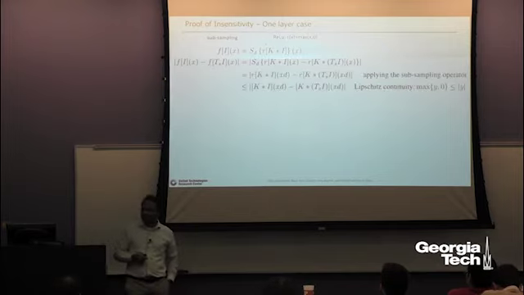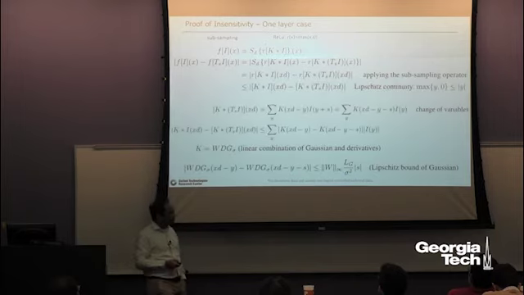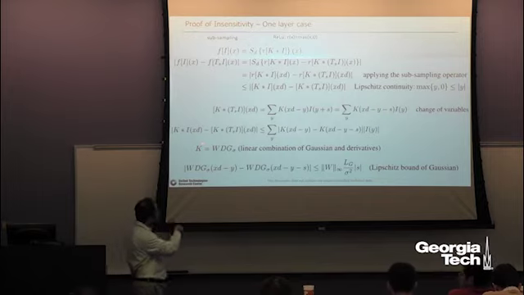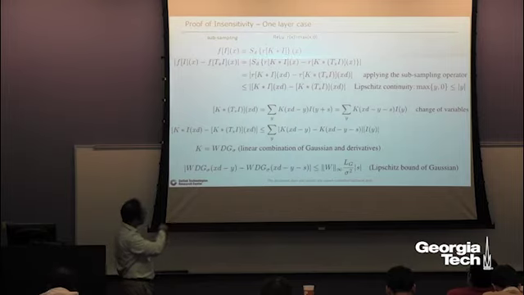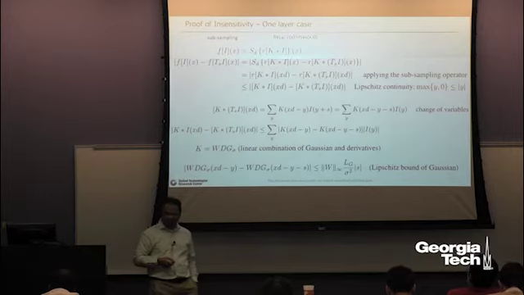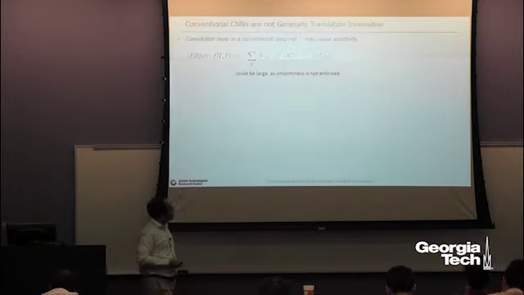I'm going to skip this proof due to time, but I should say that the proof of insensitivity is not that difficult. It's based on very simple calculus estimates. The main idea is that when you represent the kernel as a weighted combination of Gaussians, the Gaussians are smooth, and what you can show is that the estimate depends on the difference between the Gaussian and the shifted Gaussian, which you can bound by this kind of thing. And then layering it, it propagates through as well. So it's not that difficult.